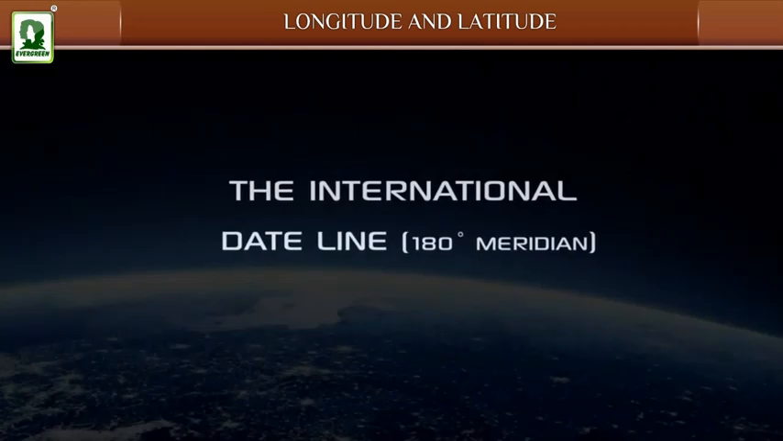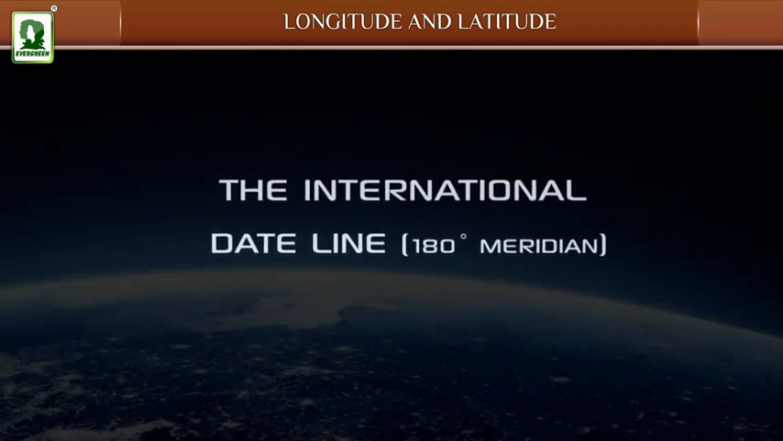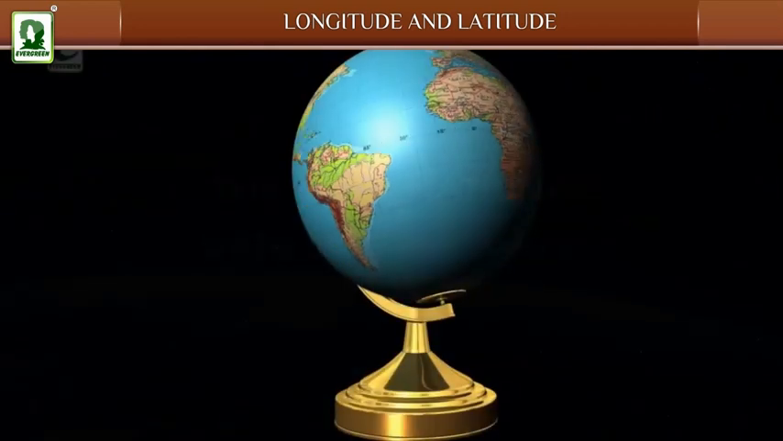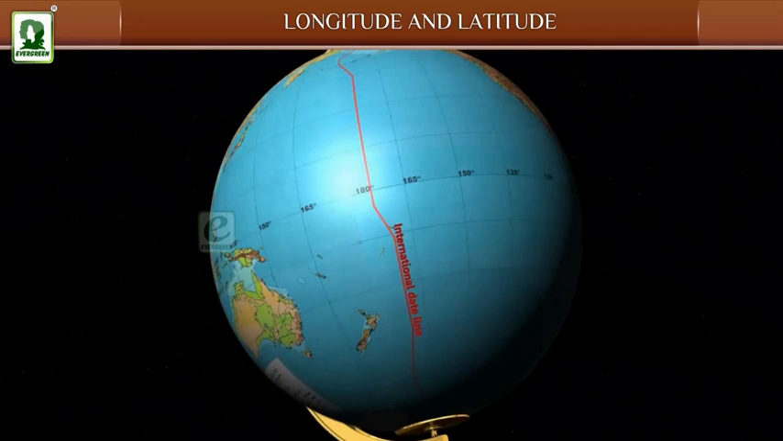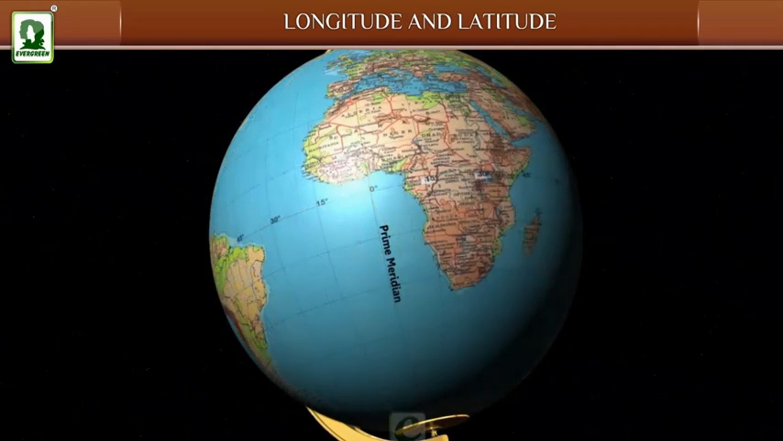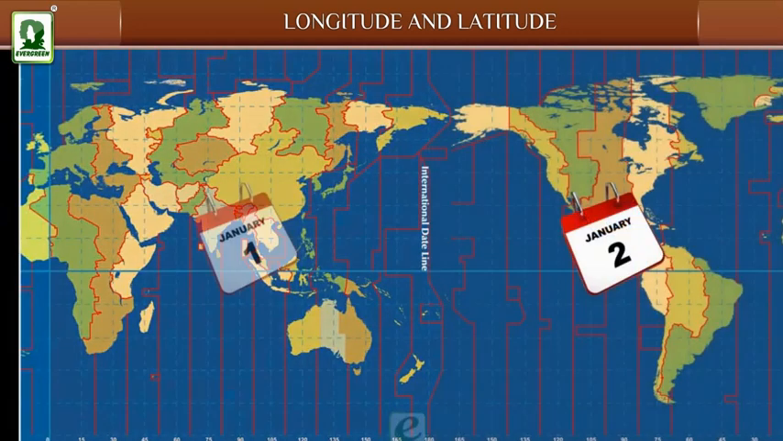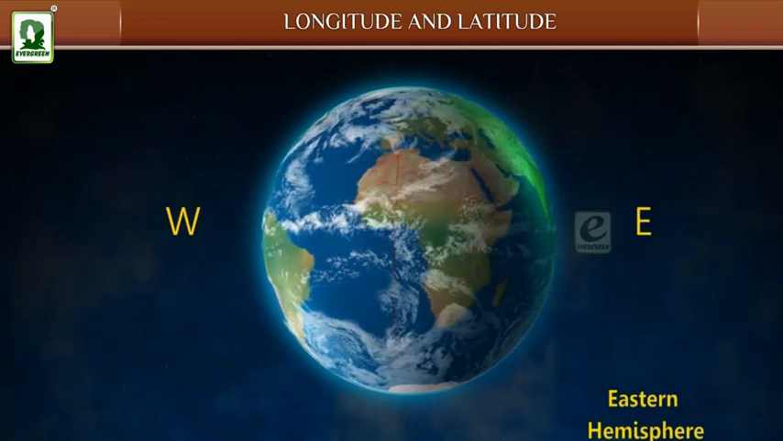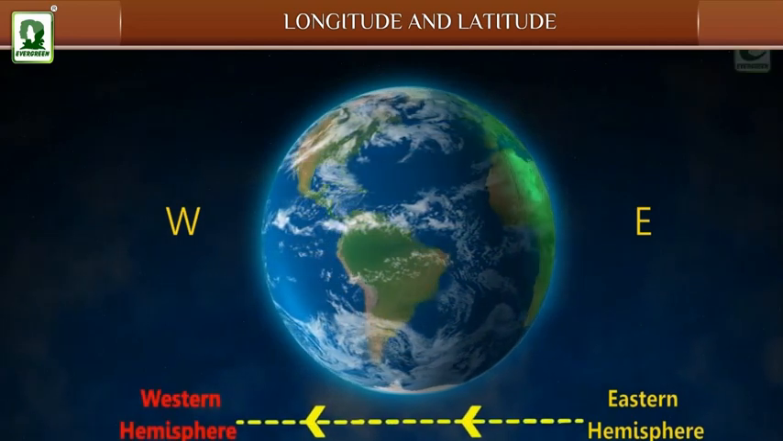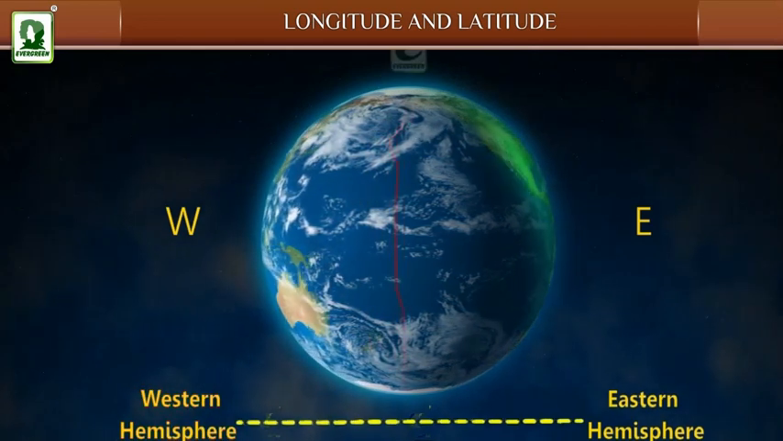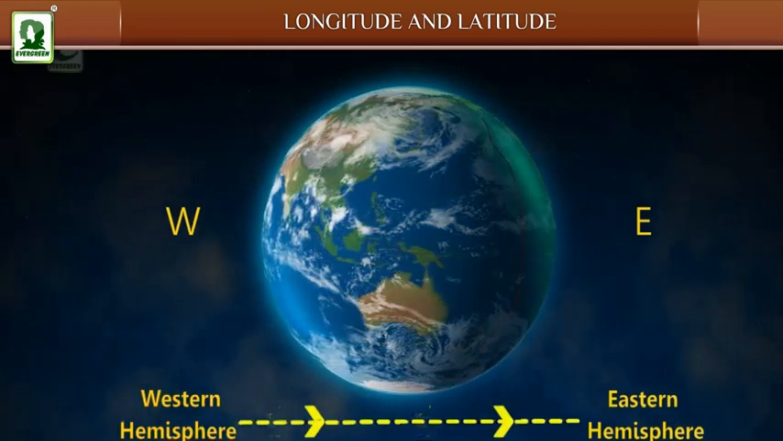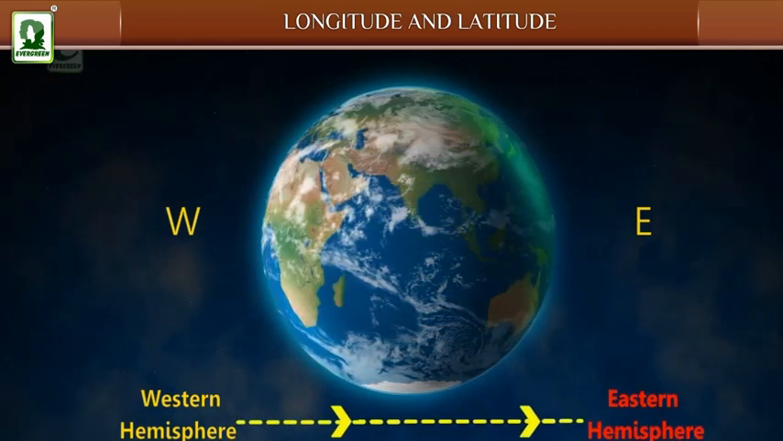The International Dateline, 180 degree meridian. The International Dateline runs along the 180 degree longitude. This meridian runs directly opposite to the prime meridian. The day and date change if we cross the International Dateline. If we cross the IDL from east to west, we gain a day, and the date will change to the next day. Similarly, if we cross the IDL from west to east, we lose a day.